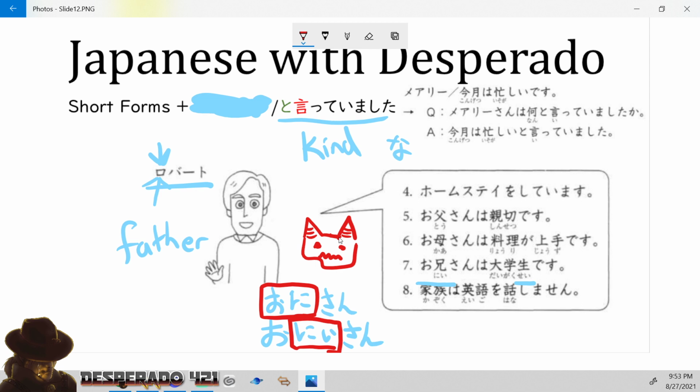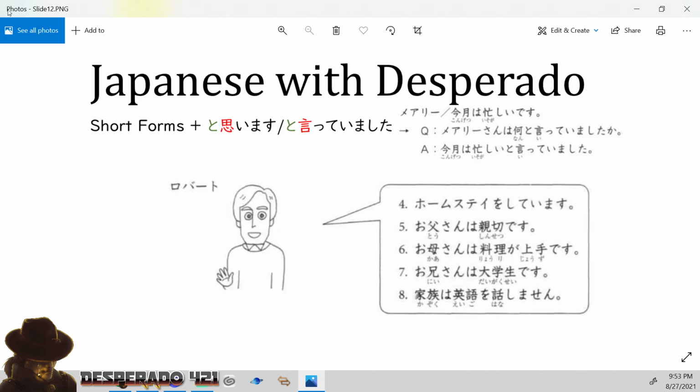So in this case here, you need to stress the E sound at the very end of that. So let's try it one more time and make sure that Robert isn't seeing demons. Roberto-san wa Oni-san wa daigakusei da to ite imashita. Very good. Fantastic. Let's move on to a different bit here.